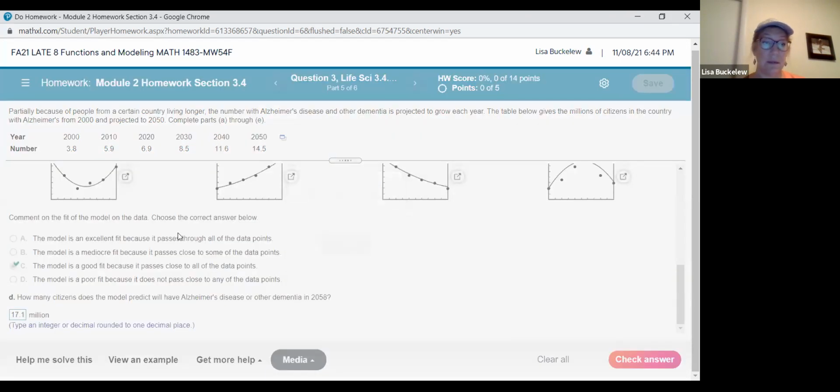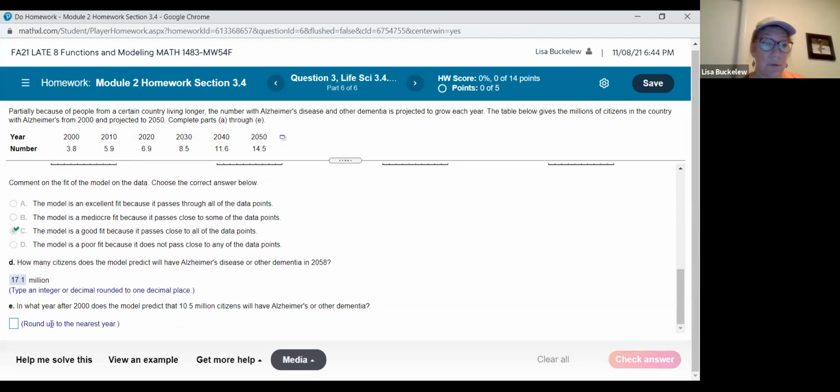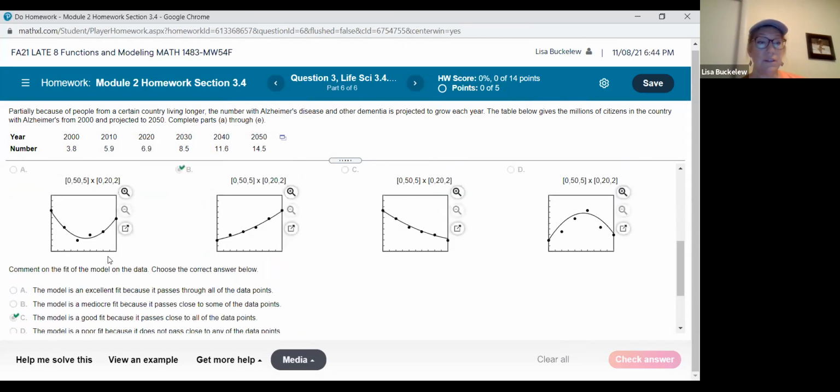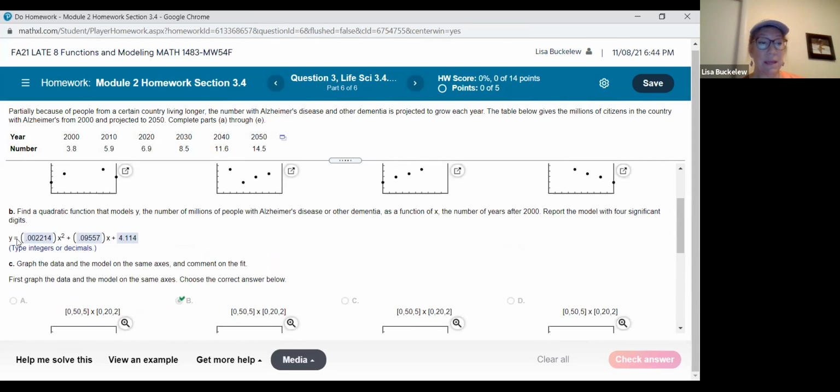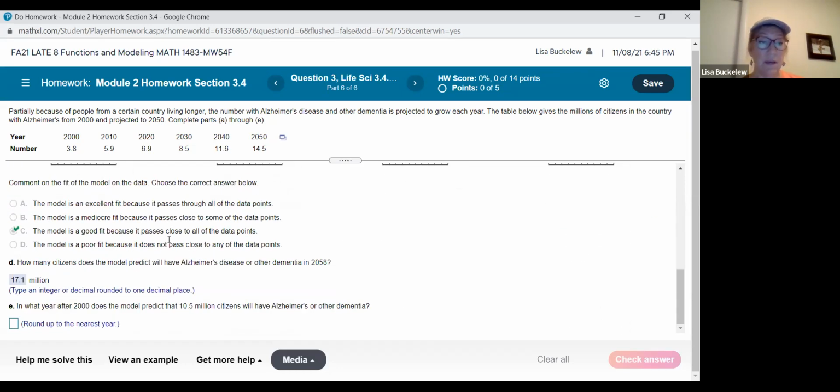And then, okay, here's one more. In what year after 2000 does the model predict that 10.5 million citizens will have Alzheimer's or other dementia? Okay, so this is one of those where we kind of want to work backwards from the answer. And since we're working a lot with graphs and scatter plots, I'm not going to solve this one algebraically. You could take the function that we have here in part B and make it equal the 10.5, and then subtract the 10.5 and combine it with the 4 and get negative 5 something, and that would be your C value, quadratic formula, and all that stuff. But I'm just going to do an estimate.